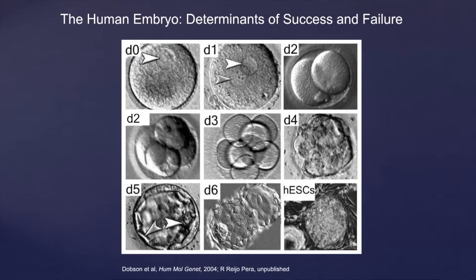On day six, the human embryo hatches. It comes out of the little shell that's around it, and it actually begins to attach. Human embryonic stem cells are derived from the inner cell mass, the light arrow on day five, that ultimately would go on to form the entire fetus. And as far as we know, human embryonic stem cells can form every different cell type of the body when they're cultured in a dish and differentiated. But the organization is not obviously the same as in vivo in pregnancy.